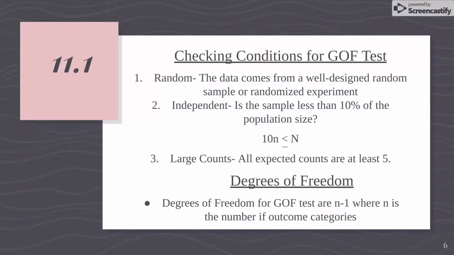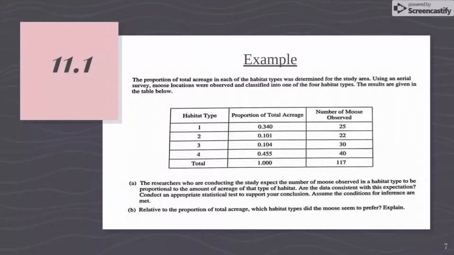Your third condition is large counts, and this is when you need to check to see if your expected counts are at least 5. If all these conditions are met, you're able to go forth with your goodness of fit test. You also need to be able to calculate your degrees of freedom. For a goodness of fit test, your degrees of freedom is equal to n minus 1, where n is the number of outcome categories.